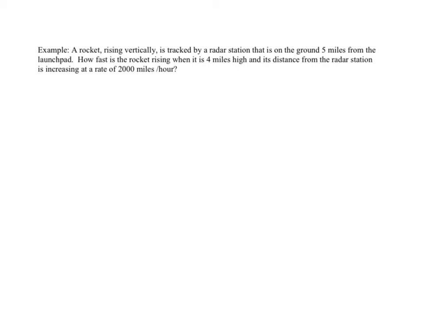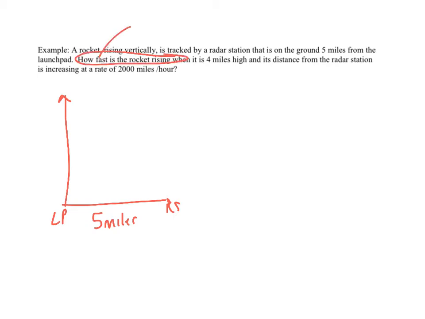So we have this radar station, and a lot of times a picture is going to help, especially on these triangular type ones. So there's my rocket ship rising. I have this radar station, and they said that radar station is 5 miles away from the launch pad. So there's my launch pad. How fast is the rocket rising? So here's my question. Fast would be a rate. So how fast is this side rising when it is 4 miles high? And the distance from the radar station is increasing at a rate of 2,000 miles per hour.